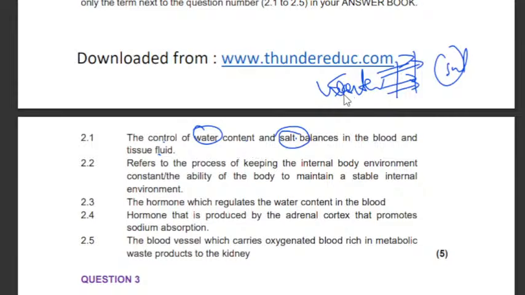The movement of these water molecules from a region of low concentration to a region of high concentration is called osmosis. So the answer here becomes osmo. Yes, you are controlling, so regulating, it becomes regulation. So it becomes osmoregulation. Refer to the process of keeping the internal environment constant. How do we call that? Homeostasis. Yes, the hormone that regulates water amount in the body is ADH.